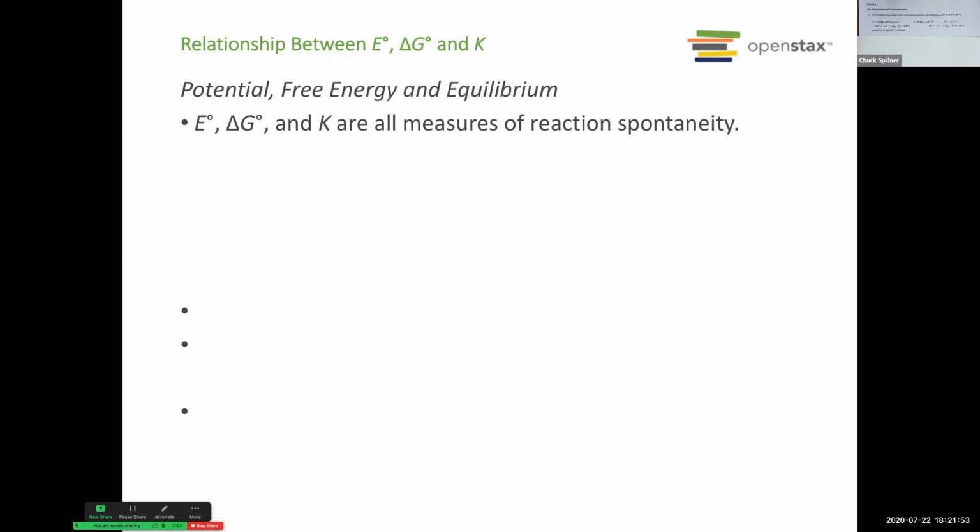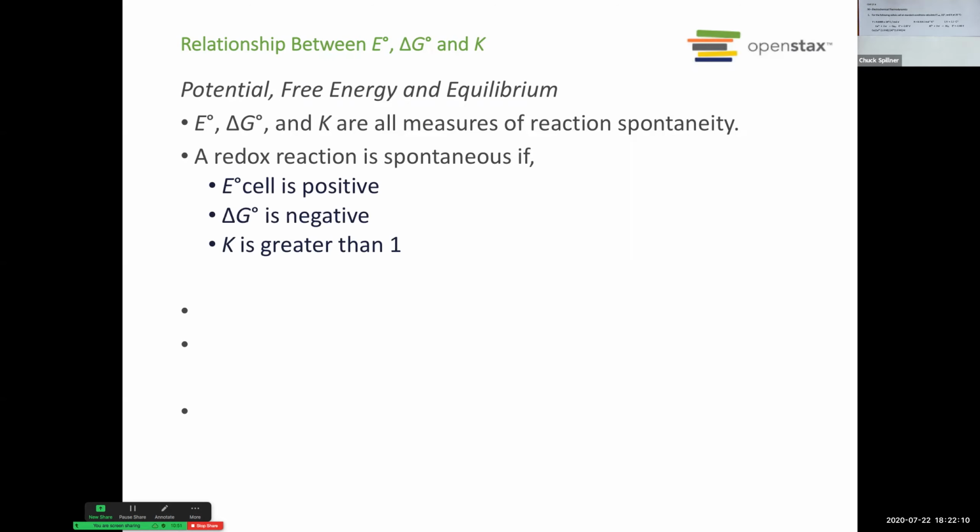If the cell potential is negative, the reaction is not spontaneous. If the free energy is positive, the reaction is not spontaneous. And if the equilibrium constant is less than 1, the reaction is not spontaneous. So that's summarized here. So let's look at the free energy.